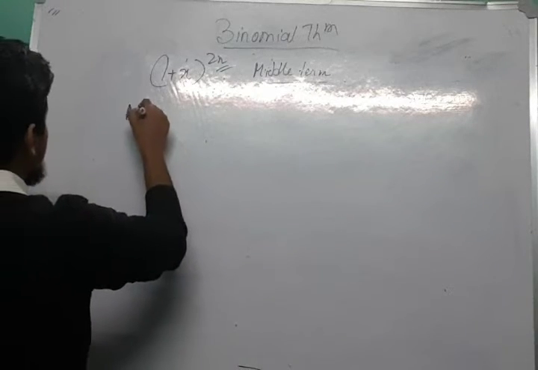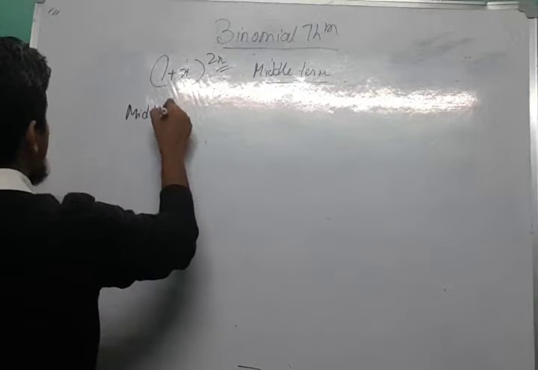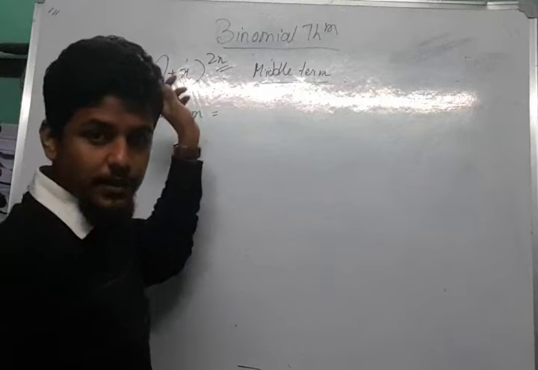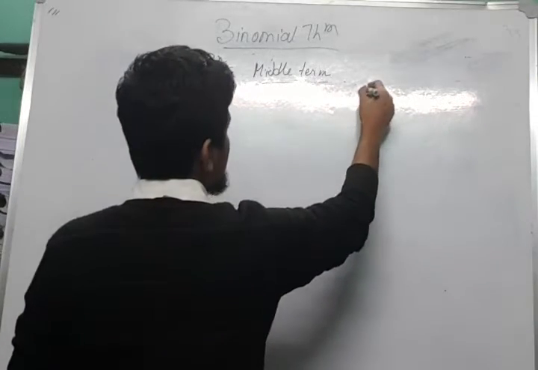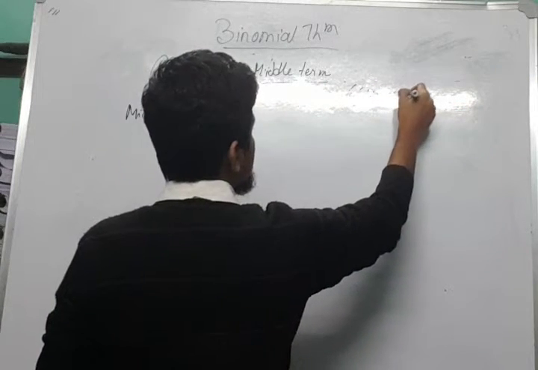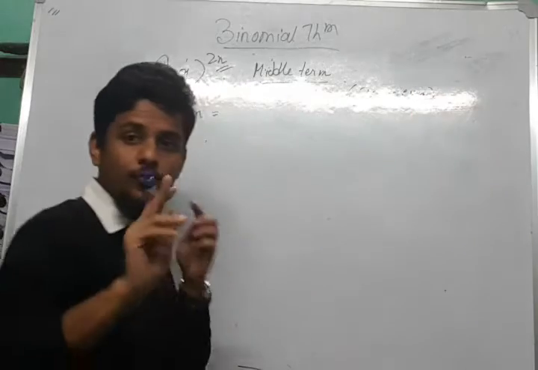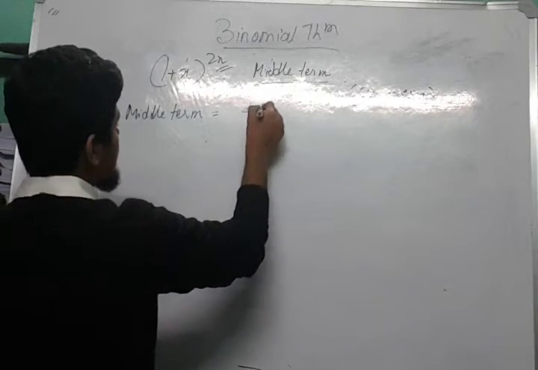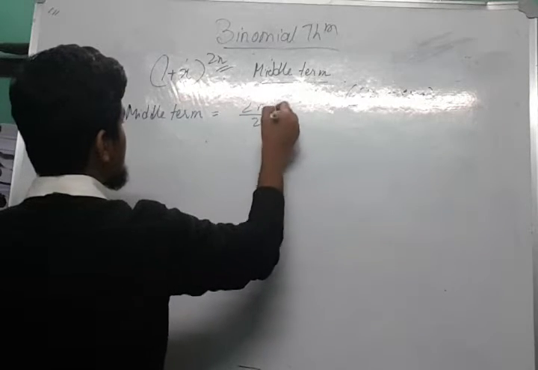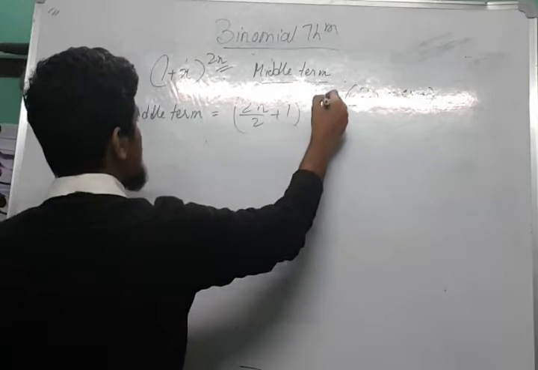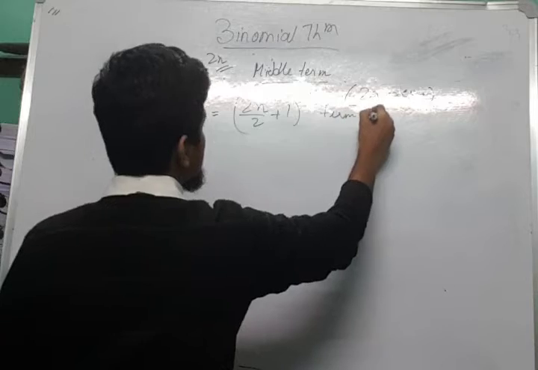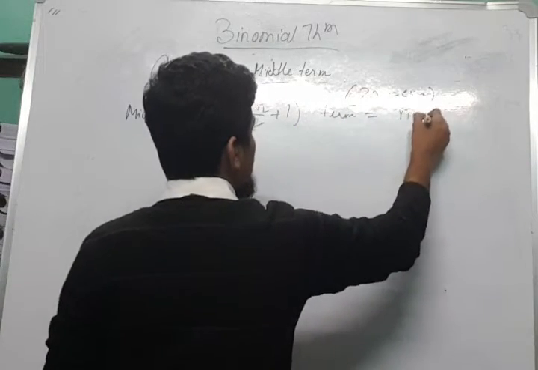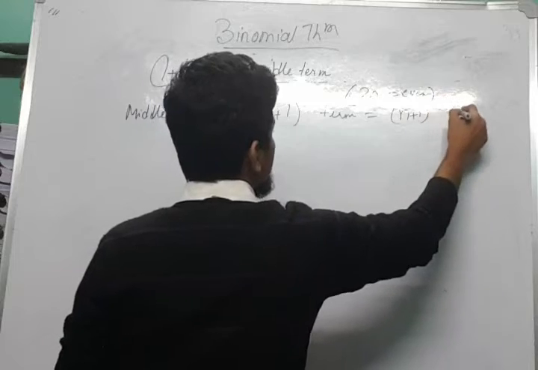So the middle term will be, basically, here the first thing we need to write is 2n is an even number. So we have only one middle term in this case, and that will be the (2n/2 + 1)th term. So that will be basically 2n/2, that will be the (n + 1)th term.